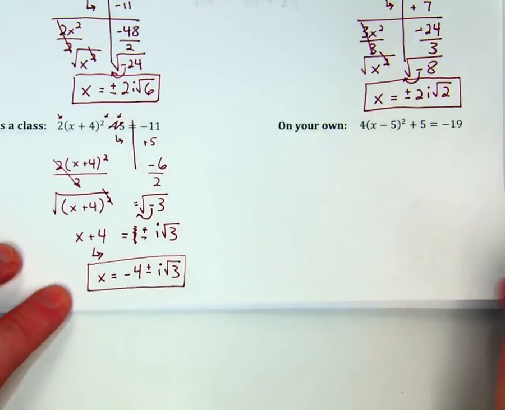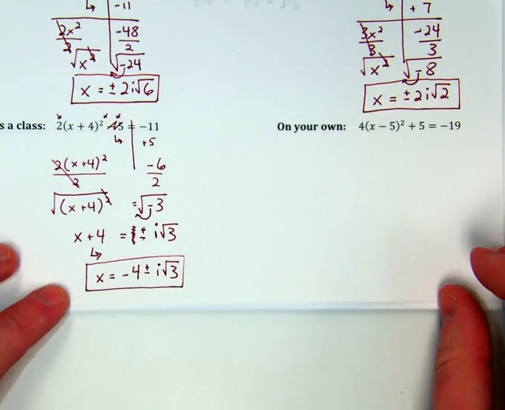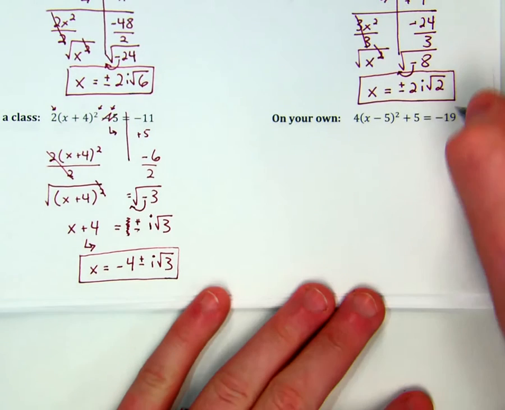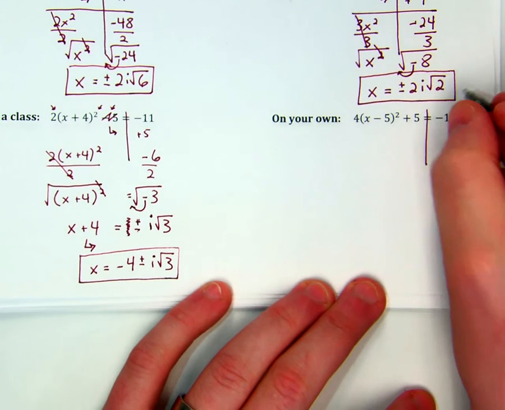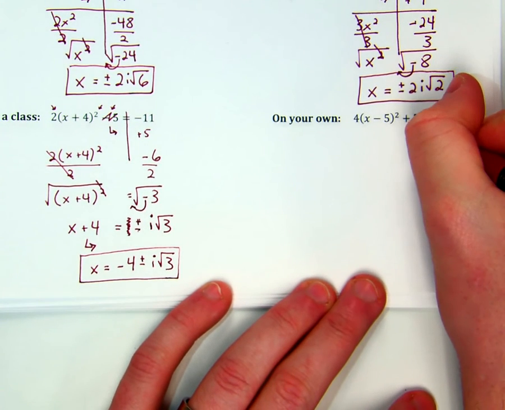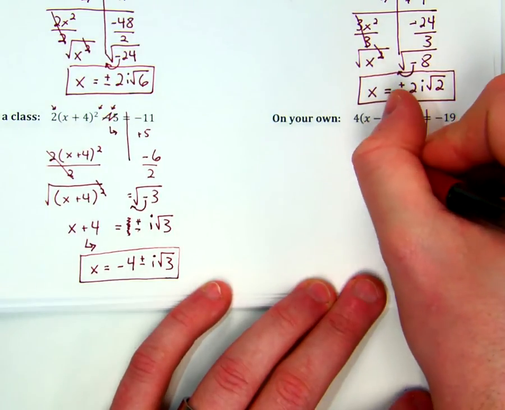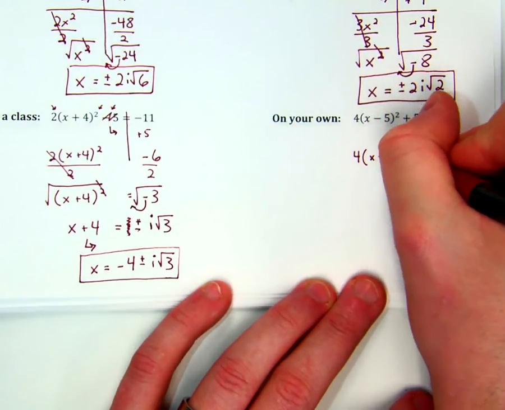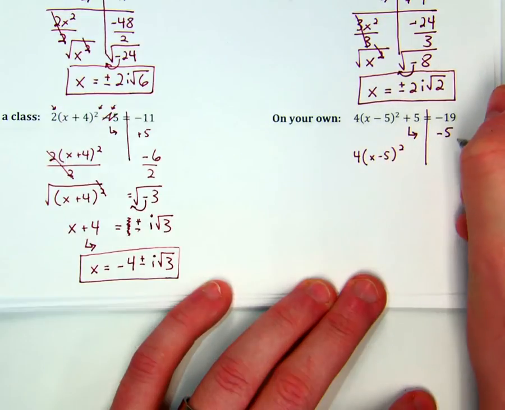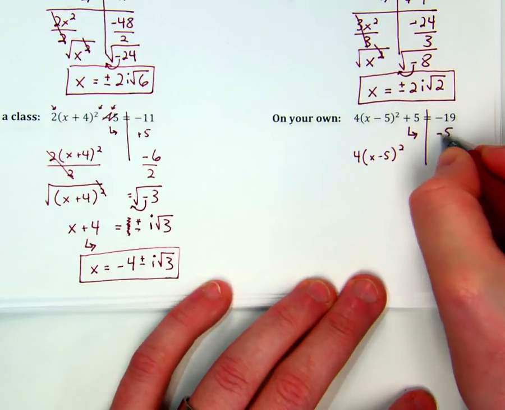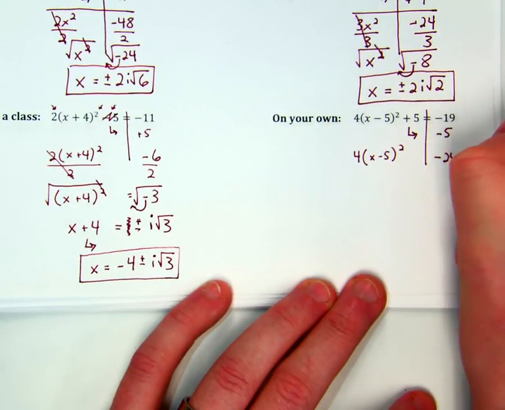Pause the video and try the equation on the right on your own. We're going to solve this equation with the same steps. First, we're going to undo the plus 5 with a minus 5. We're going to find that 4 times the quantity (x minus 5) squared equals negative 19 minus 5, which is negative 24.